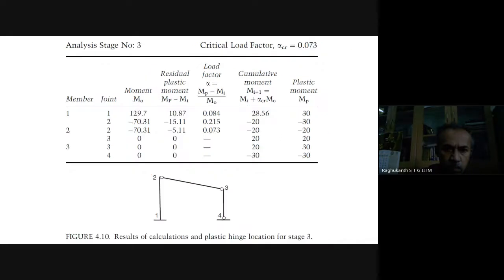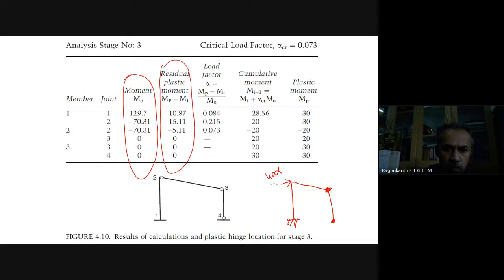So now you go to stage 3 of the analysis. Once again you have to do this problem: one hinge here, one hinge here, then this is a simply supported, no, sorry, this is a fixed support. So now this is our load 40 times alpha. Okay, so once again you calculate the bending moments. All that is straightforward. Now you find out the residual plastic moment, that is mp minus mi.